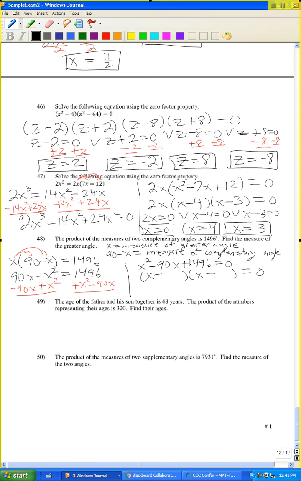Obviously, 1496 is divisible by 2. And let's see, if you look at every other digit and add them, the 1 and the 9 gives you 10, the 4 and the 6 gives you 10. The difference is 0, so that's divisible by 11. So 1496 is divisible by 11, so it's divisible by 22, and you get 68. So it's 68 and 22. Set each factor to 0 and solve for x.